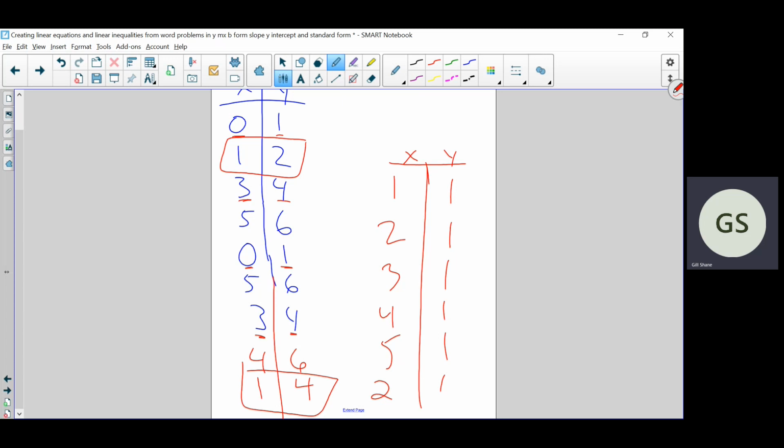Just be careful, because I think you were thinking the right thing. Is this a function? Do I have any different x, or do I put in any x values twice? The same x value twice. Yeah. So I do that.